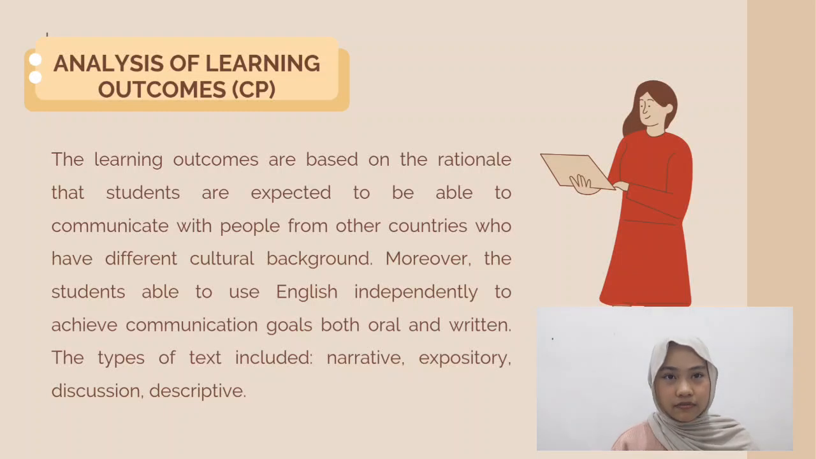The learning outcomes are based on the rationale that students are expected to be able to communicate with people from other countries who have different cultural backgrounds. Moreover, the student is able to use English independently to achieve communication goals, both oral and written. So the types of text included in the curriculum Merdeka are narrative, expository, discussion, and descriptive. And for this lesson plan, I choose narrative text for this phase F.